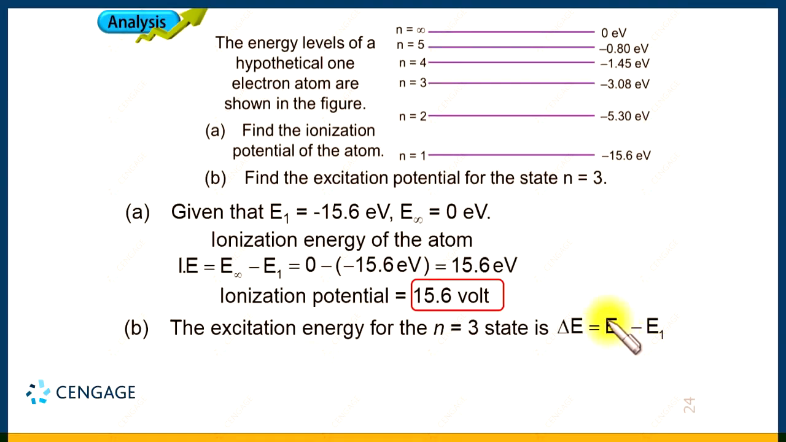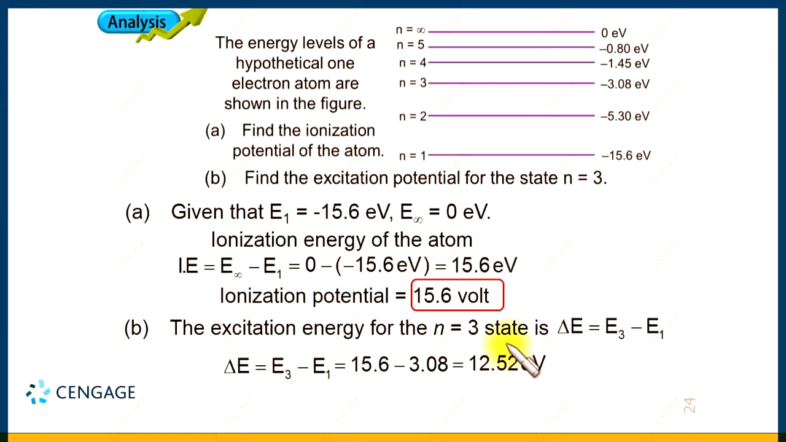We have calculated E3 equal to minus 3.08, and here this value is minus 15.6. So this is minus 3.08 minus minus 15.6, and minus will be plus. So this value is equal to 15.6 minus 3.08, and numerically it is equal to 12.52 electron volt.